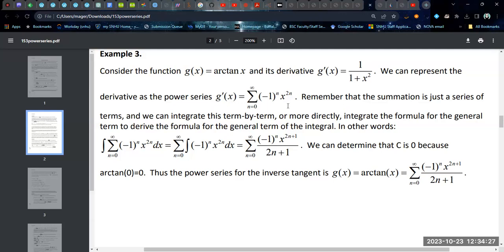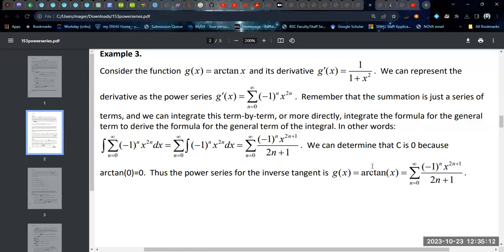And so remember that the summation is just a sum of terms with different values of n plugged in. And so if I want to integrate that, I can simply pull the summation outside of my integral and then integrate my formula. The -1 to the n is still a constant, so it doesn't matter as far as x is concerned, since that's the variable we're integrating with. And then x to the 2n is just a power rule. And so I get x to the 2n plus 1 divided by 2n plus 1. And now this expression is going to be a power series that represents arctangent.